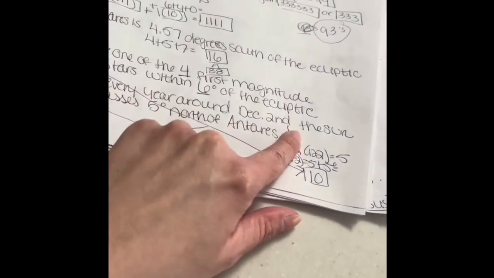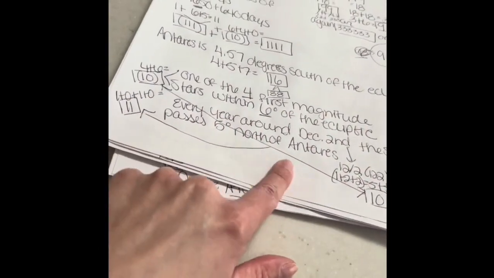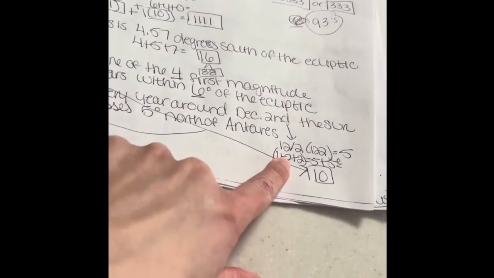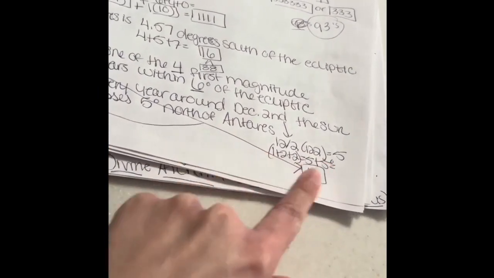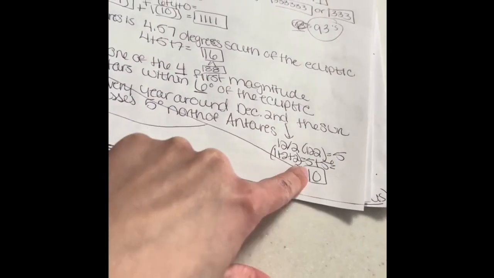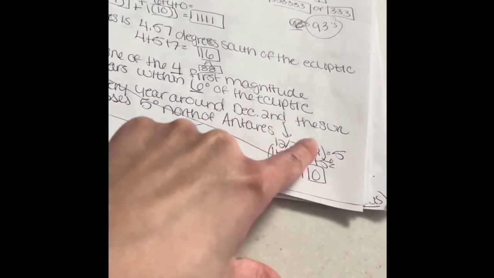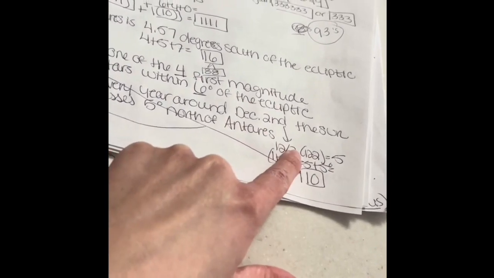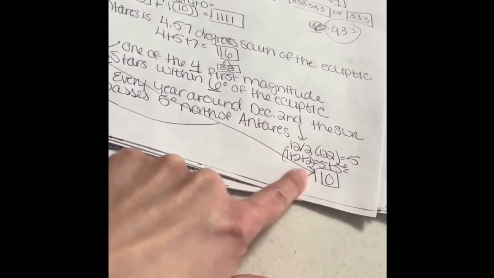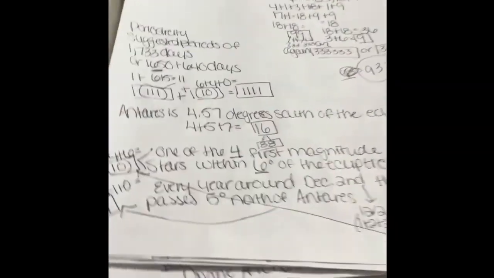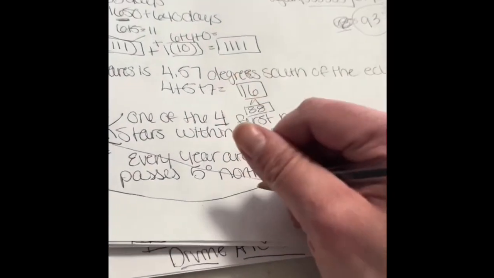Every year around December 2nd, the sun passes 5 degrees north of Antares. 12-2. Again, there's that 122 code number. 1 plus 2 plus 2 equals 5. 1 plus 2 plus 2 equals 5. So 1222, 12-2, and 122. So 5 plus 5 equals 10. So we have a 10-10 number as well.